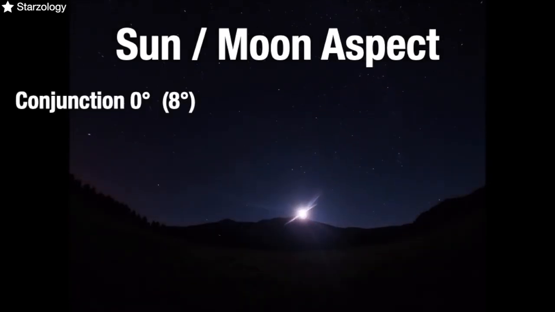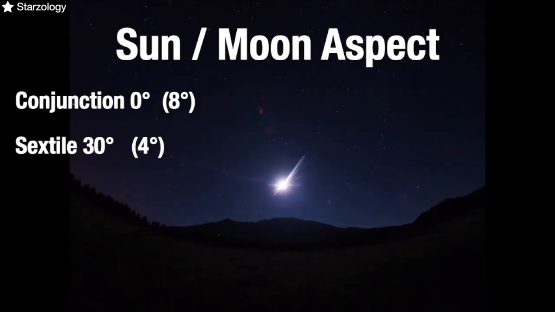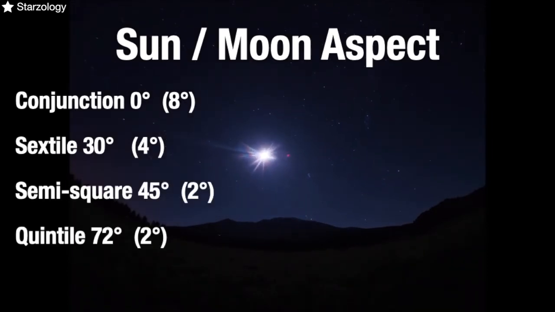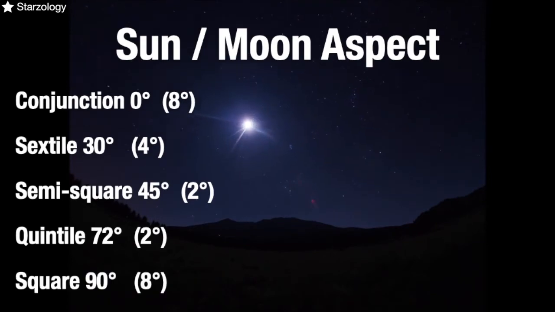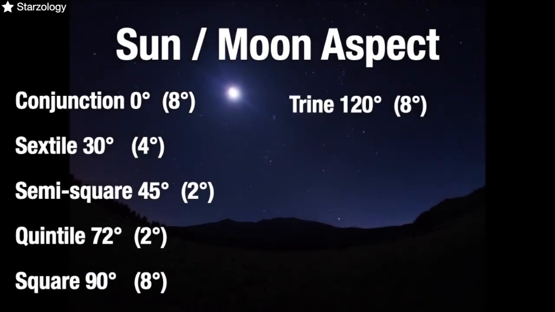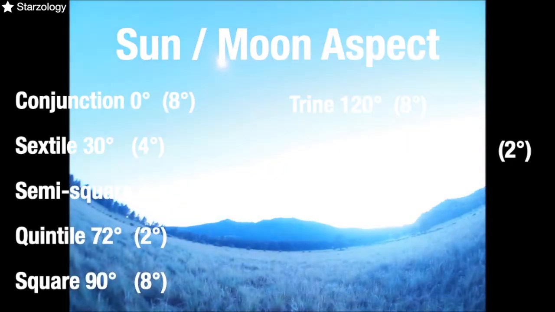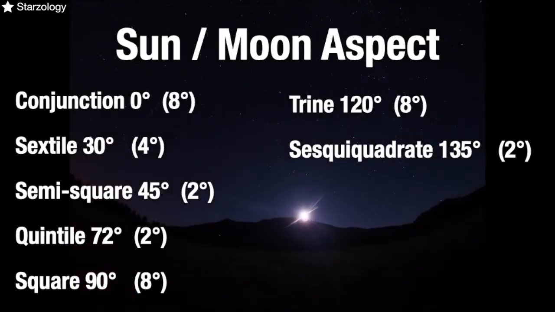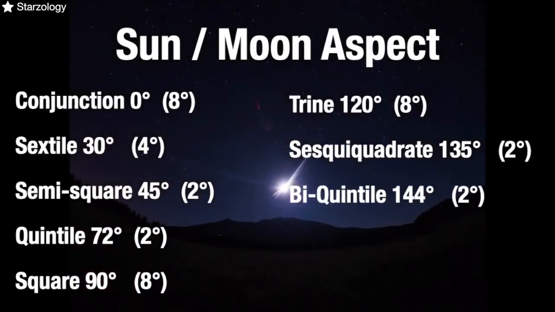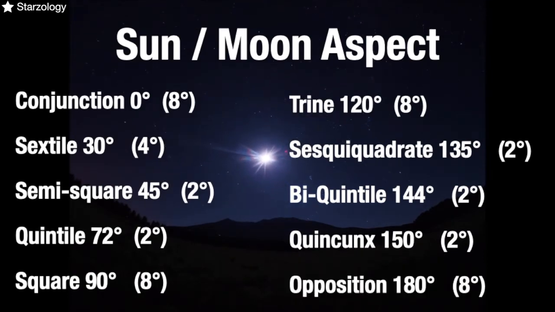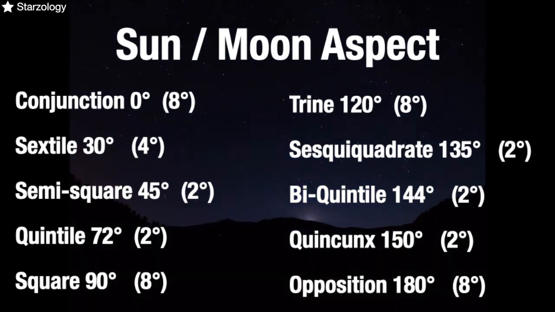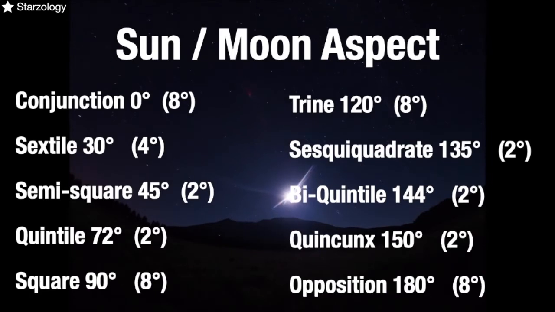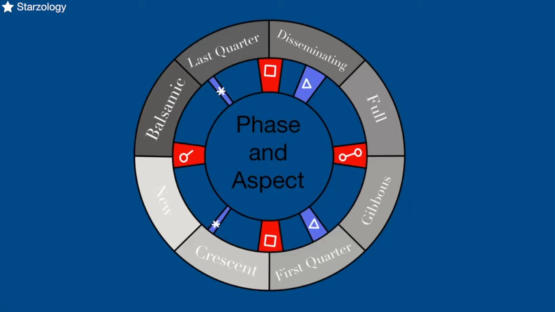We start with the conjunction at 0 degrees, the sextile is 30, the semi-square is 45, quintiles at 72, squares at 90, trines at 120, sesquiquadrats at 135, biquintiles at 144, quincunxes at 150, and the opposition at 180. So generally these are the aspects, which is a combination of the Ptolemaic, some traditional and some other modern aspects in there. So on this drawing you can see that we've got the 8 phases on the outside, and on the inner wheel we've actually got the aspects.